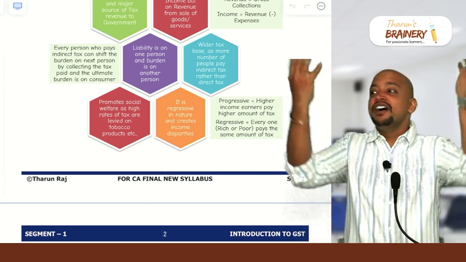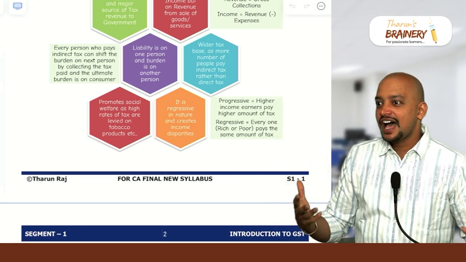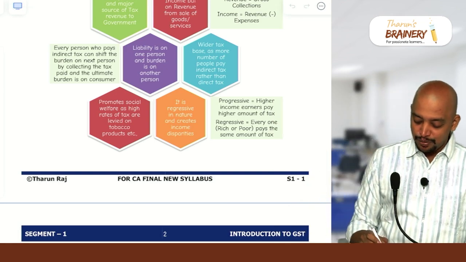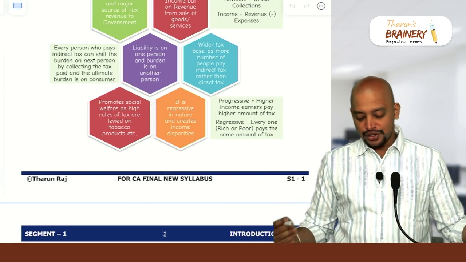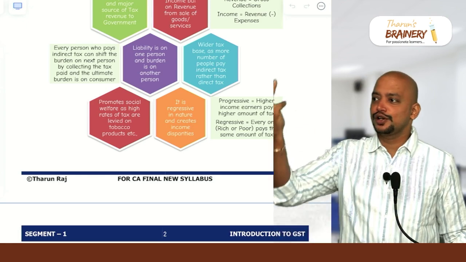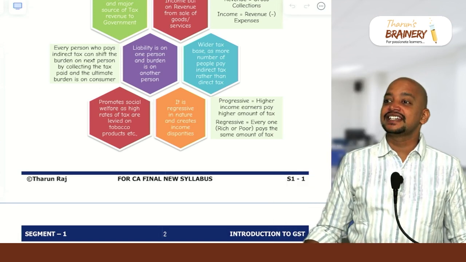These are like divine goods. You understood or not? Price inelastic goods. And therefore consumption will not come down. So that's why I said it's a bullshit point. How it will promote social welfare, I don't know. It is regressive in nature. This also you know that. So direct tax is progressive in nature and indirect tax is regressive in nature.